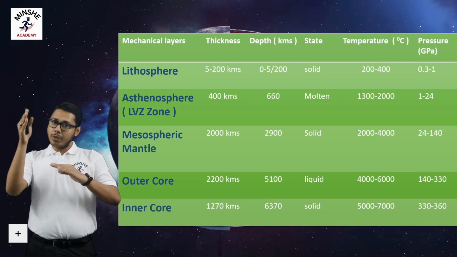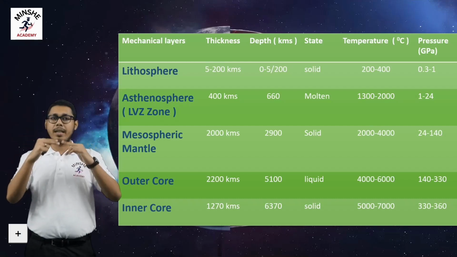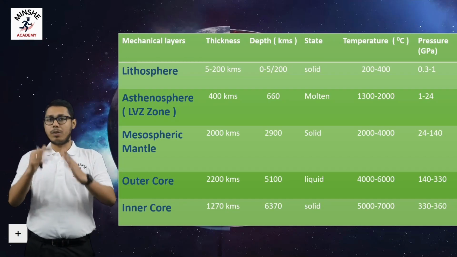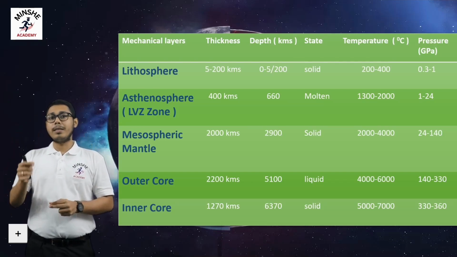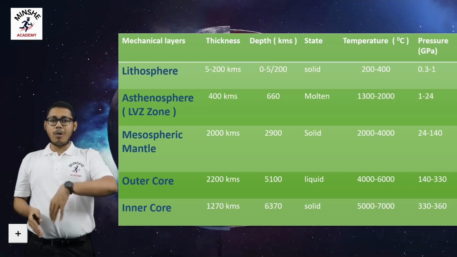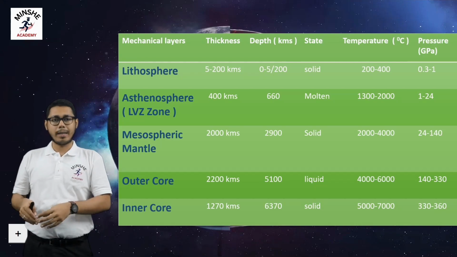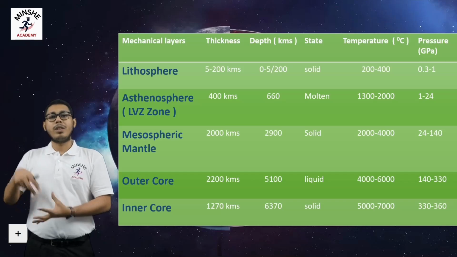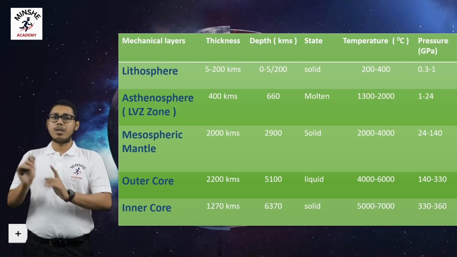Now, if you notice through all these layers, the lithosphere is above the asthenosphere, the asthenosphere is above the mesospheric mantle, the mantle is above the outer core, which is above the inner core. So the inner core is the innermost part, and the pressure is the highest there. Why? Because the entire weight of all the layers above it is working on it. We know pressure is force by area, so when the force increases, it is obvious that the pressure will increase. So with all these layers, pressure is increasing.